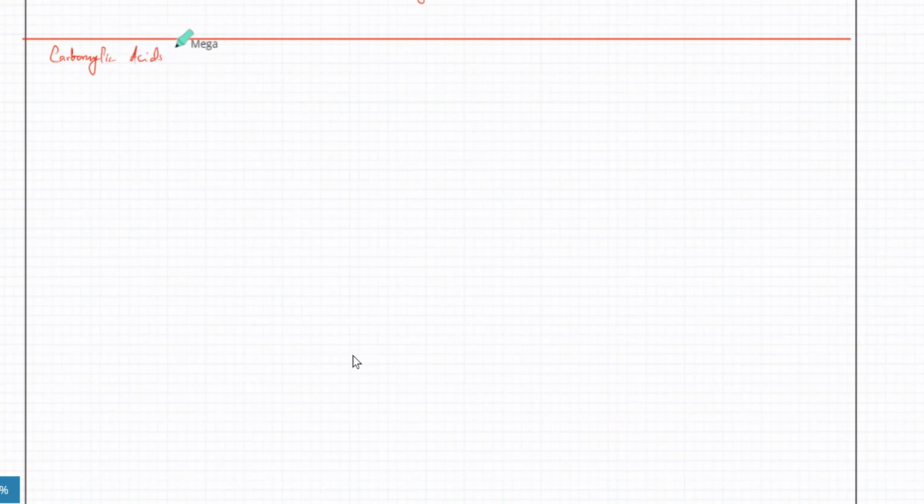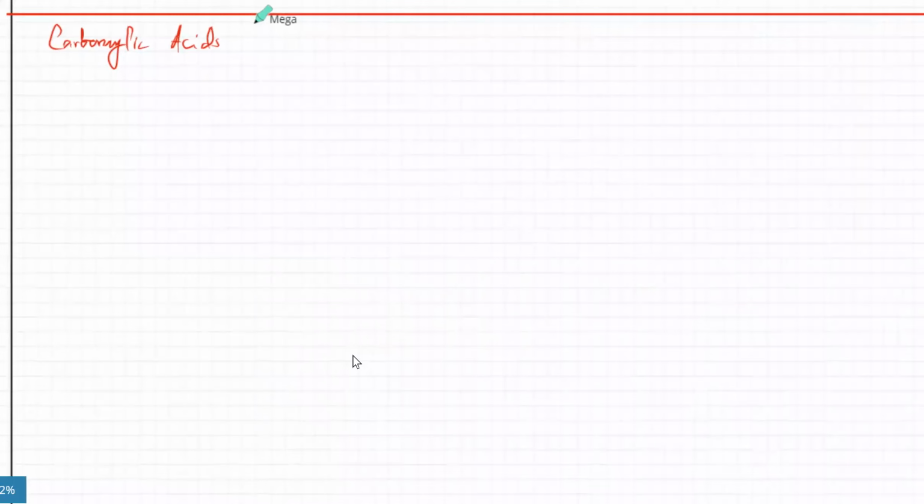So let's move to the next subtopic, which is carboxylic acids. So first thing, what's a carboxylic acid? Anything that has this specific functional group. It's got a C double bond O next to an OH. And this is the rest of the molecule, which I'm going to call R. So that's what a carboxylic acid looks like.